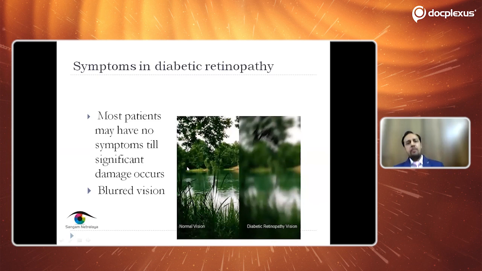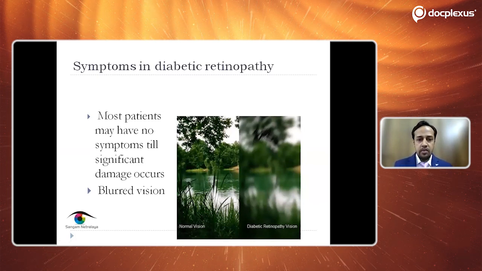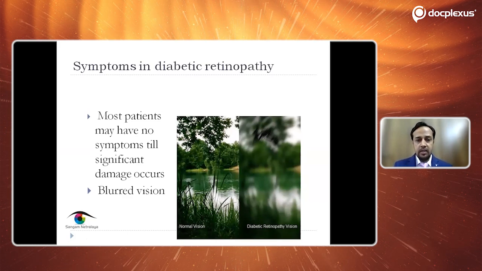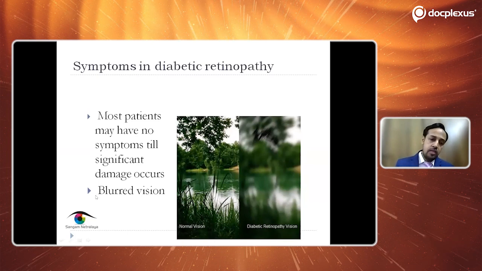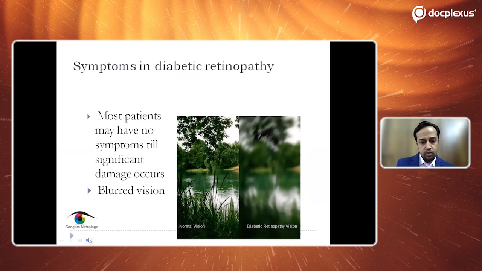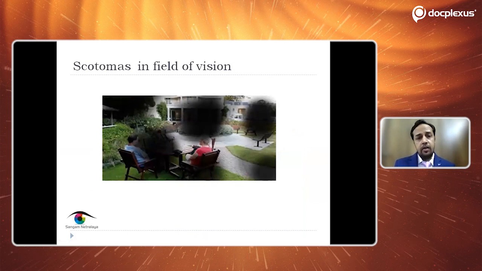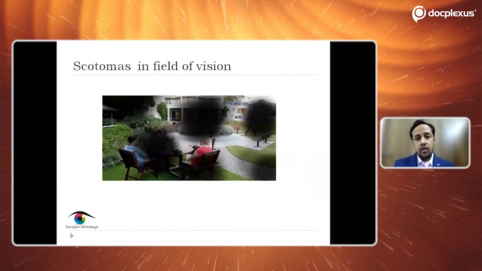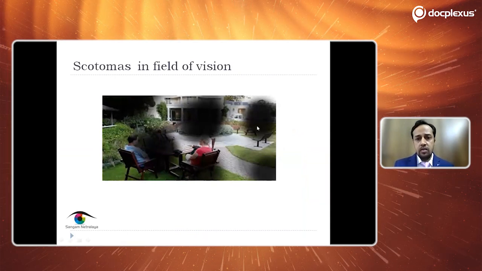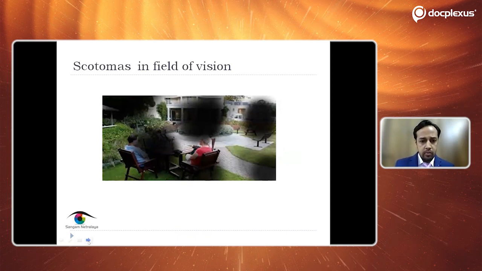So what are the symptoms of diabetic retinopathy? Most patients may not have any symptoms until significant damage occurs. The patient may see blurred vision whenever they have symptoms. By that time, a lot of significant changes may have already happened on the retina by the time the patient presents to us. If there is proliferative diabetic retinopathy, which causes bleeding on the surface of the retina, the patient may notice scotomas like this, multiple scotomas in the field of vision. So this means the patient has usually bled at this point of time.